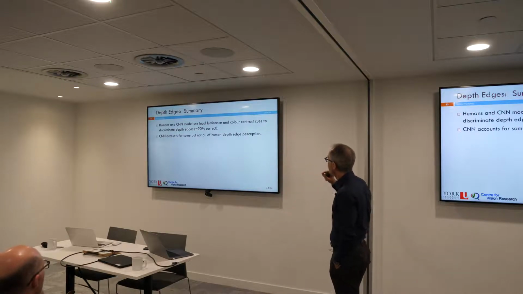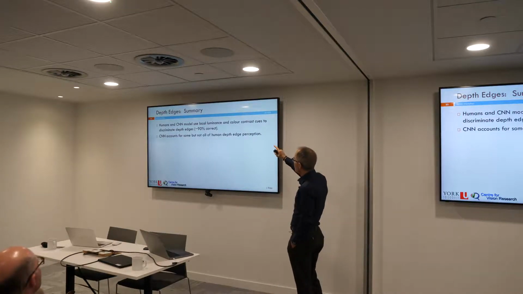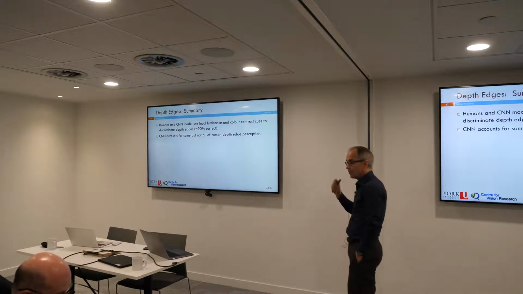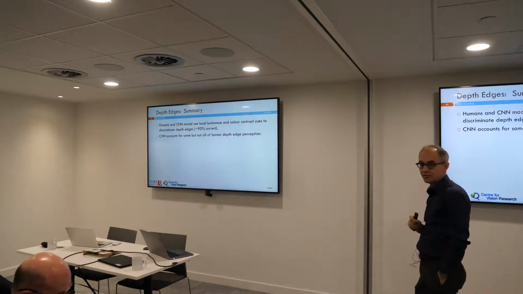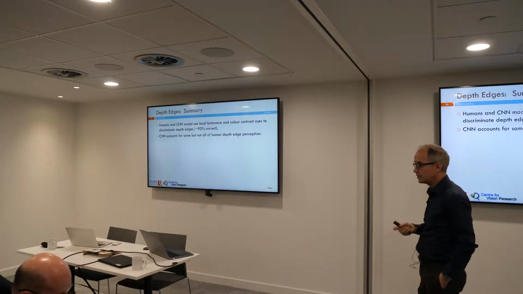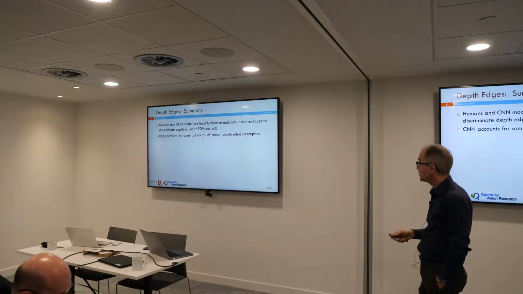Okay, so just to summarize this part of the talk, main point is that we're claiming that to some degree this problem of depth edge discrimination can be solved locally, and then we have a simple deep model that seems to capture at least some of what humans are doing.